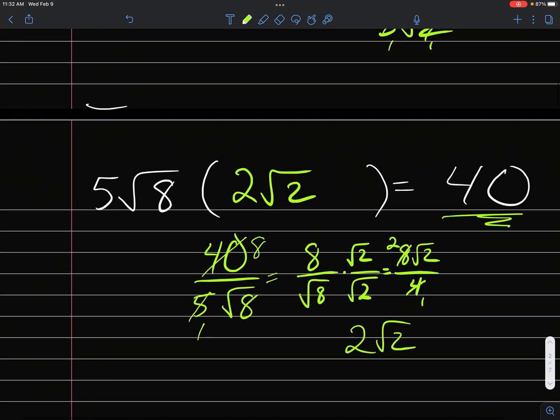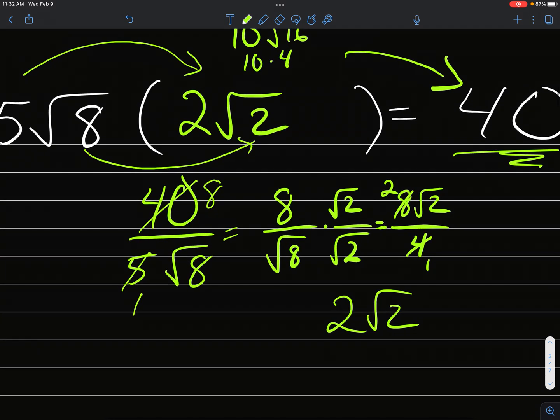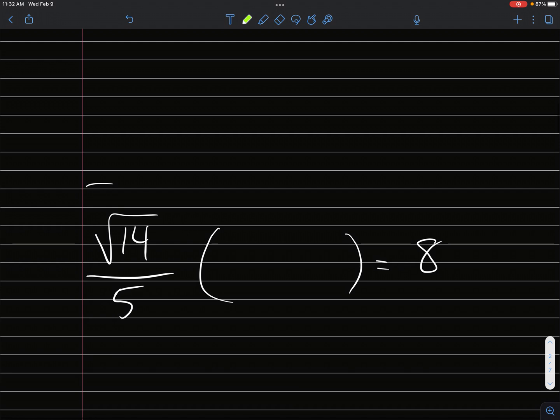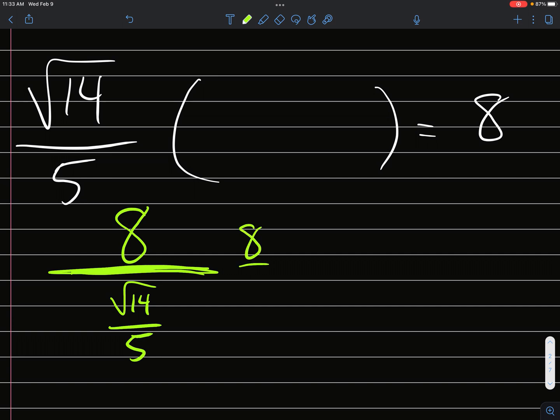And just to check, we can do 5 times 2 is 10. 8 times 2 is radical 16. 10 times 4, that is 40. Cool. All right, so practicing division. Canceling these out. There's a fraction. Well, remember, it's 8 divided by this nasty thing, a.k.a. we can rewrite it, because this just means division, 8 over 1 divided by radical 14 over 5.